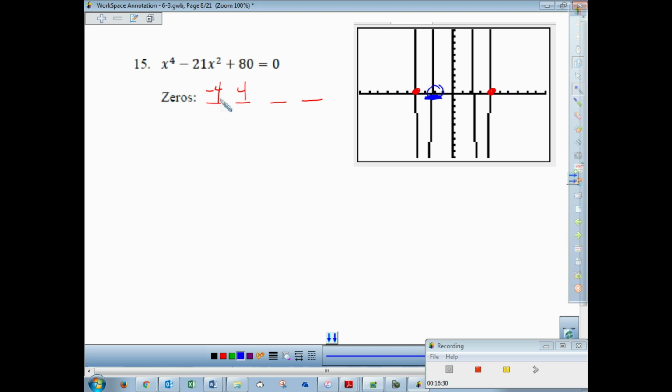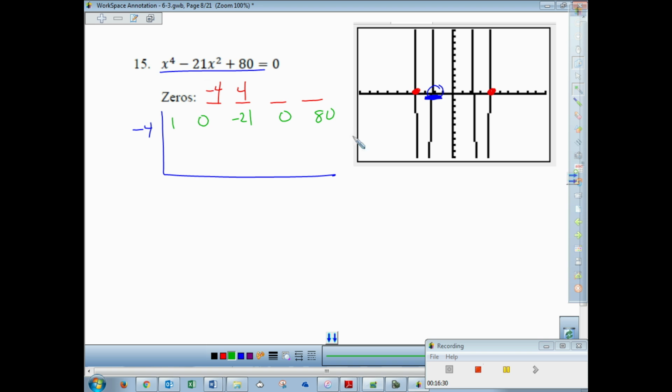You have to synthetically divide 2 different times. First time by this 0, second time by that 0. It doesn't matter which order you do them in. I just do them in the order that they're listed. So the first thing I'm going to synthetically divide by is negative 4. 1. There are no x cubes. There are negative 21x squared. There are no x to the first, and there are 80 constants. Since that was a 4th degree polynomial, there better be 5 numbers in here.